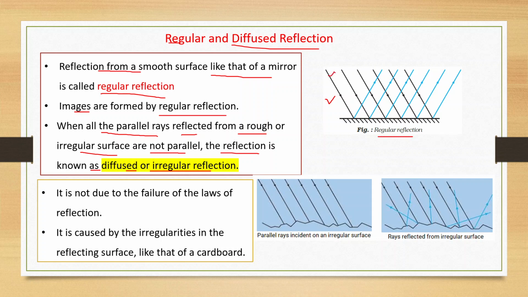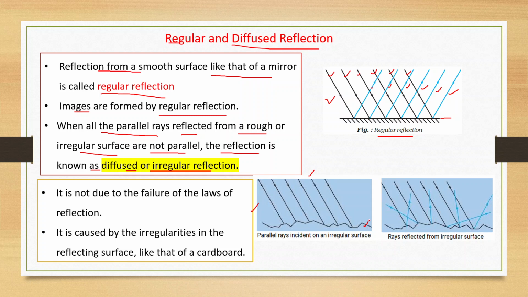These rays are the incident rays which are parallel to each other, and these are the reflected rays and these are also parallel to each other. And this is a smooth surface. But when these incident rays fall on an irregular surface, now just see this diagram. These are the incident rays which are parallel to each other and these are striking on this irregular surface.